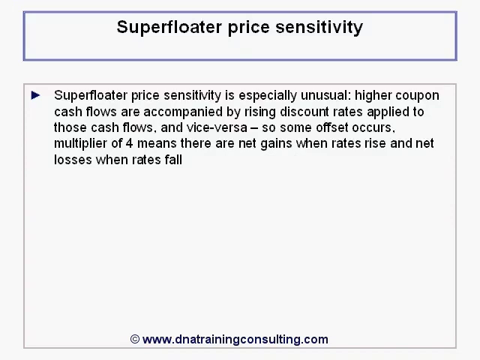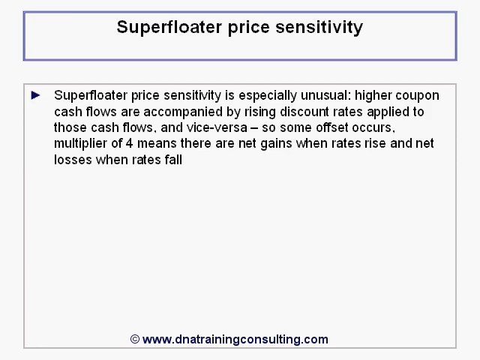The price sensitivity of the superfloater to changes in rates is especially interesting and unusual. Specifically, rising rates are accompanied by rising cash flows under this note, but also by rising discount rates to apply to these future cash flows. To some degree, these will, of course, offset, but the multiplier of 4 typically means that there will be net price gains when rates are rising and net price losses when rates are falling.